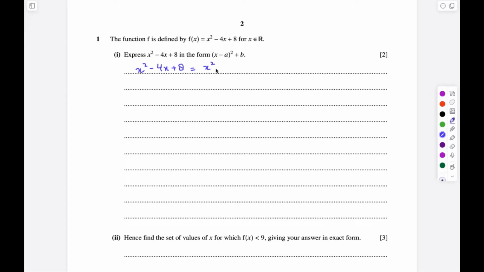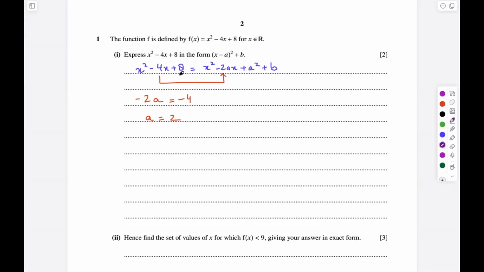This will become x squared minus 2ax plus a squared plus b. And to find the values of a and b, we can compare the coefficients. On the left hand side, the coefficient of x is minus 4. On the right hand side, it is minus 2a. So we can write minus 2a equals minus 4. So a will be equal to positive 2.